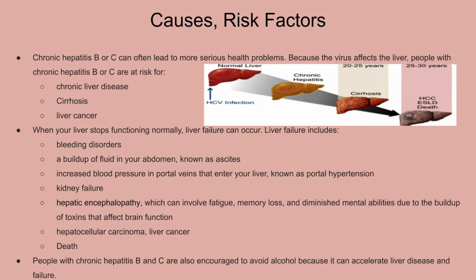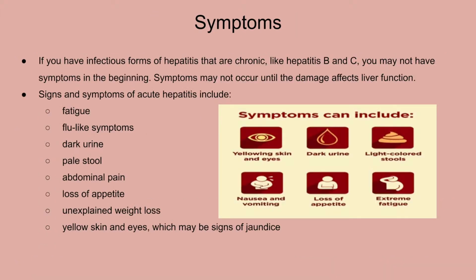Chronic hepatitis B or C can often lead to more serious health problems because the virus affects the liver. People with chronic hepatitis B or C are at risk for chronic liver disease, cirrhosis, or liver cancer. When your liver stops functioning normally, liver failure can occur. Liver failure includes bleeding disorders, a buildup of fluid in your abdomen, increased blood pressure in portal veins, kidney failure, and hepatic encephalopathy, which involves fatigue, memory loss, and diminished mental abilities. Liver cancer and even death can occur. People with chronic hepatitis B or C are also encouraged to avoid alcohol since it accelerates liver failure.